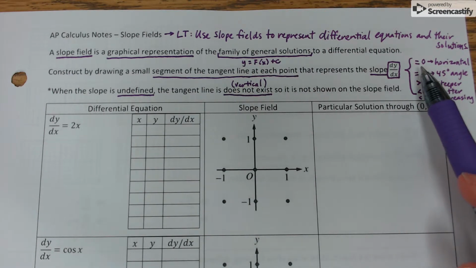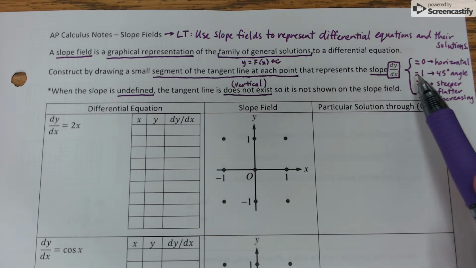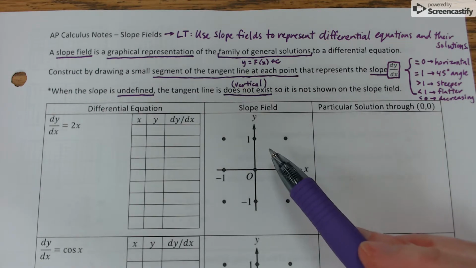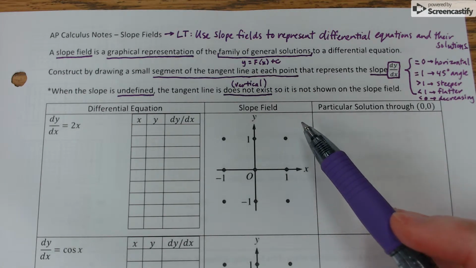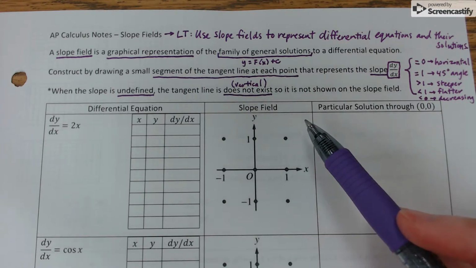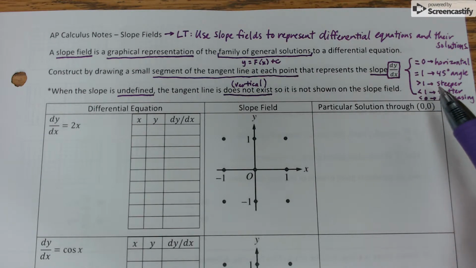So if you get a dy/dx equal to 0, you're going to make a horizontal slope. If you get a slope equal to 1, that's a 45-degree angle. So that should be increasing with a slope of basically a rise over run of up 1 over 1. So that gives you that 45-degree angle. If you get a slope greater than 1, it should be a steeper angle, so increasing more steeply. If it's less than 1, it should be flatter than that 45-degree angle.